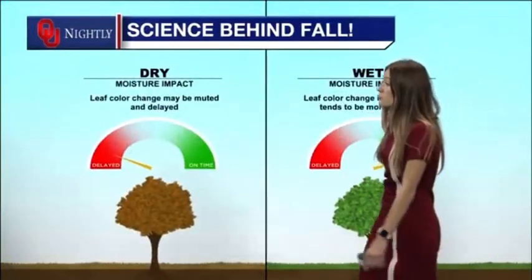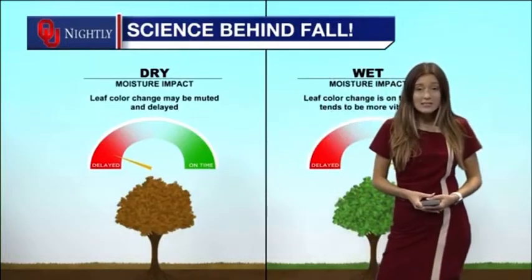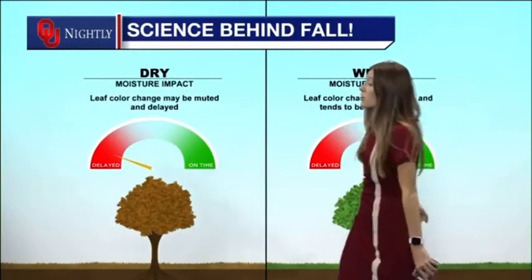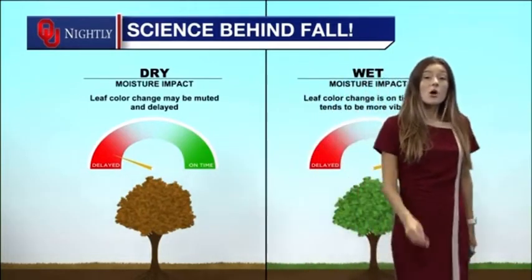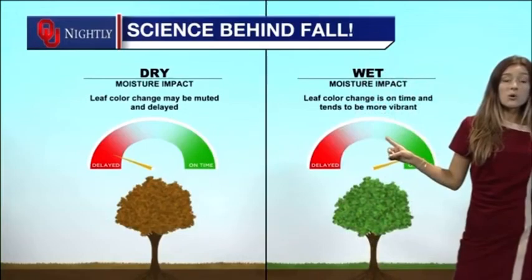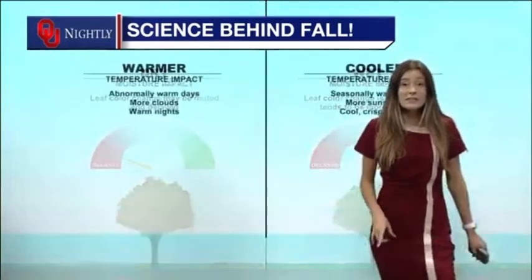Now, even climate has a lot to do with this as well. So during those drier conditions, like the drought that we are currently in in Oklahoma, that has a lot to do with it as well, because we are going to see a lot more delayed reaction with those drier conditions. Well, during those wetter months, that's when we're going to see those more on-time color changes.